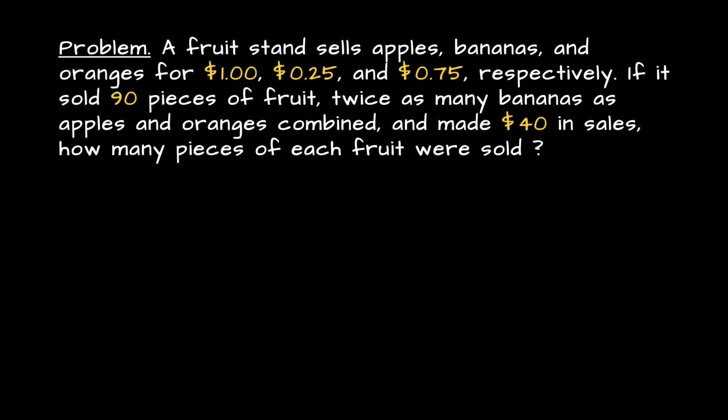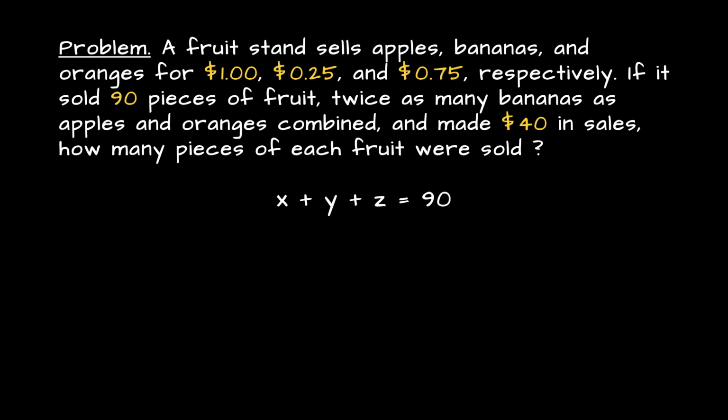Now that we've given names to these unknowns, we can begin to describe the mathematical relationships among them. So let's think about it. If 90 pieces of fruit were sold in total, then it means that the number of apples plus the number of bananas plus the number of oranges sold must add up to 90.